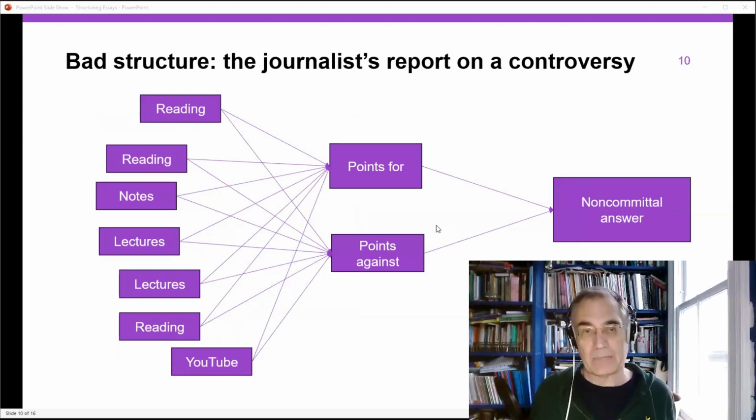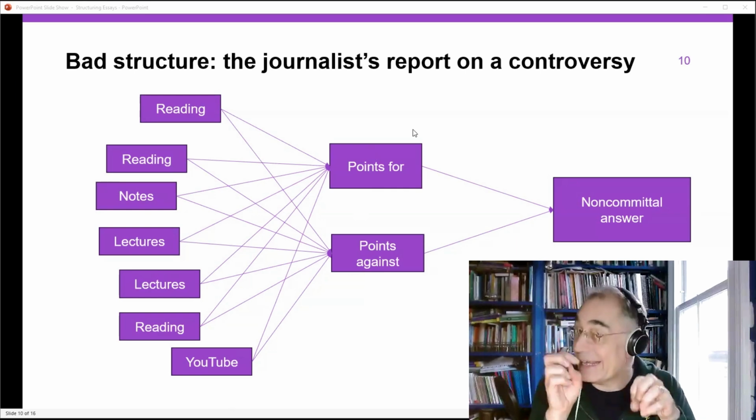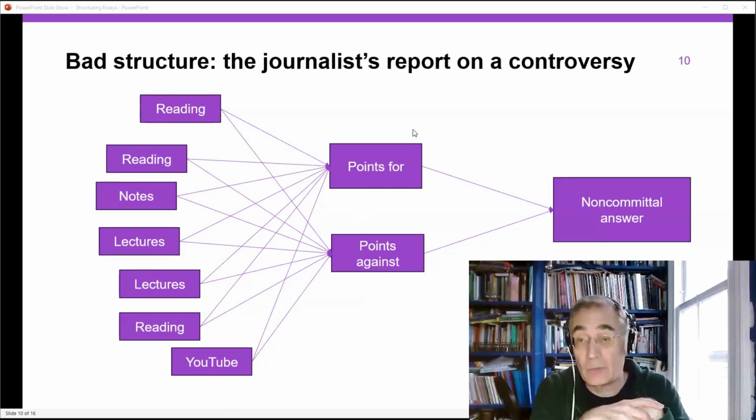This is the other strong attractor for weak essays. And this is the journalist's report on a controversy, right? So you go through all of your reading and notes and stuff, and you make a list of points for whatever it is: deontological ethics, functionalism in philosophy of mind, the existence of God, whatever the question is. You make points for, and you make another list of points against, and that feels like systematic objective work, and it is, but the trouble is you end up with a non-committal answer. You end up doing journalism rather than philosophy.